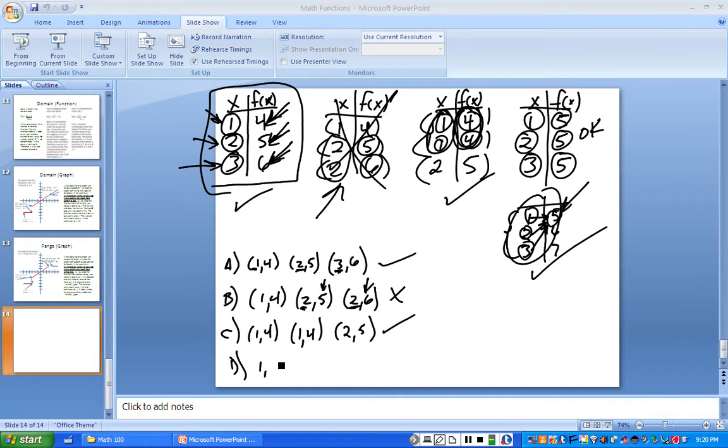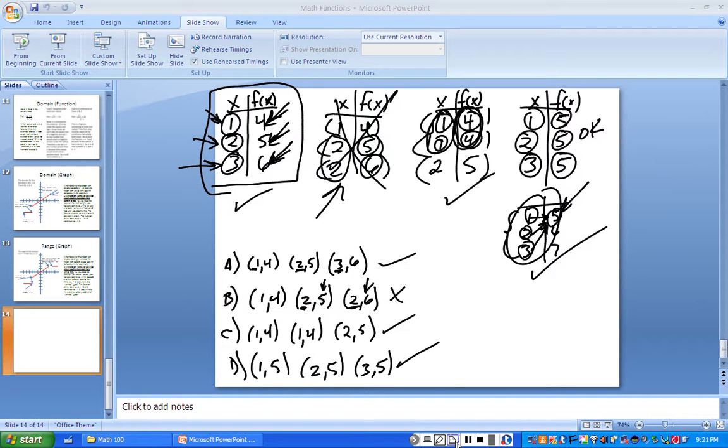D. I have a 1, 5. I have a 2, 5. And I have a 3, 5. Alright, when I plug in 1, I get a 5. I plug in 2, I get a 5. Plug in 3, I get a 5. I don't care about the answer being the same so long as each of my inputs has one and only one answer. So again, that is a function.